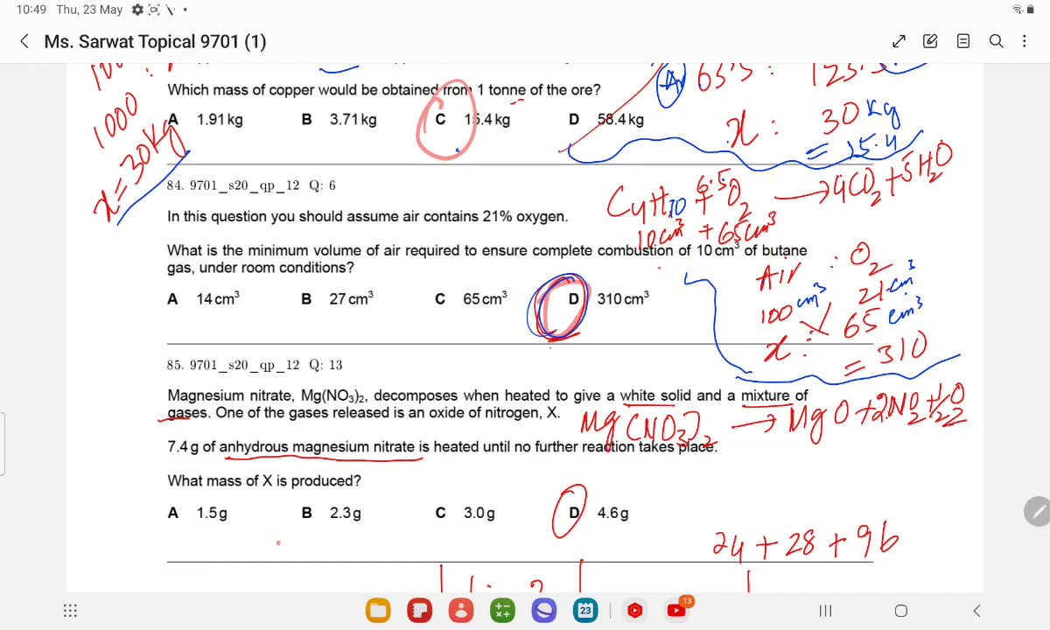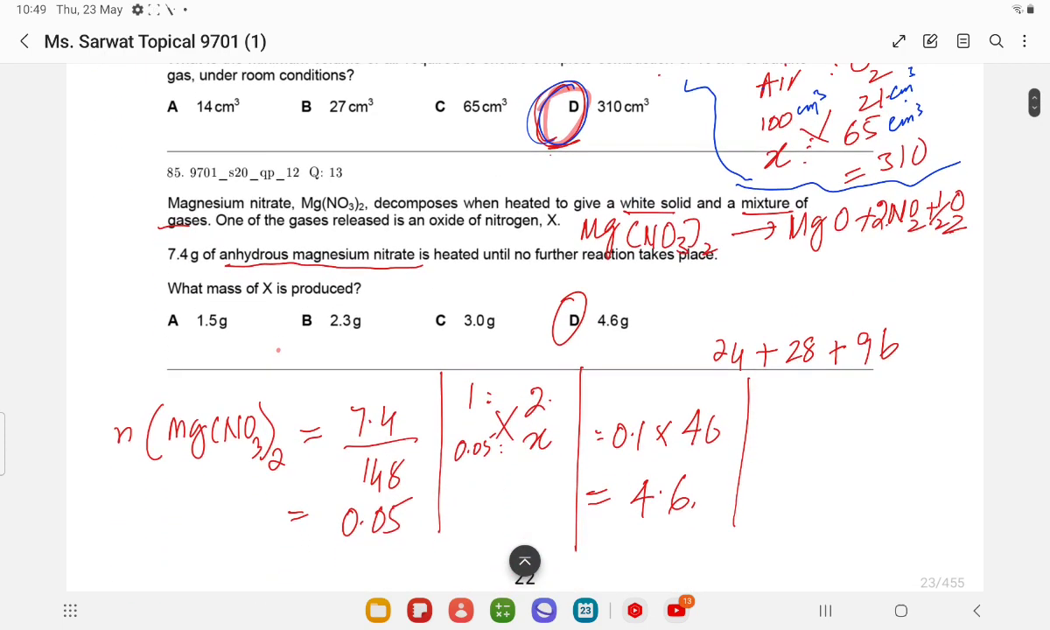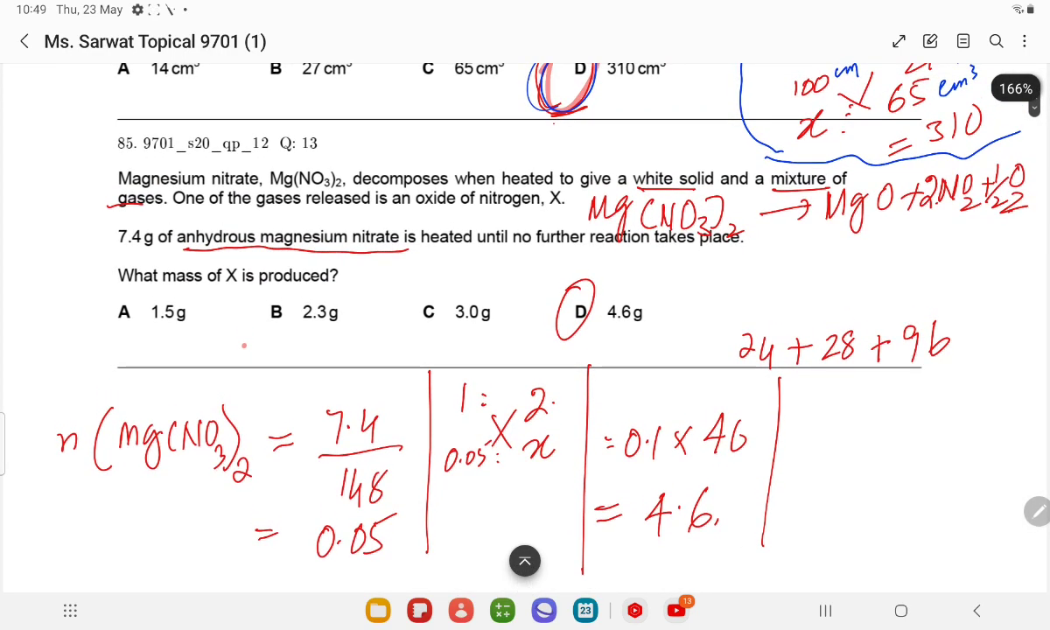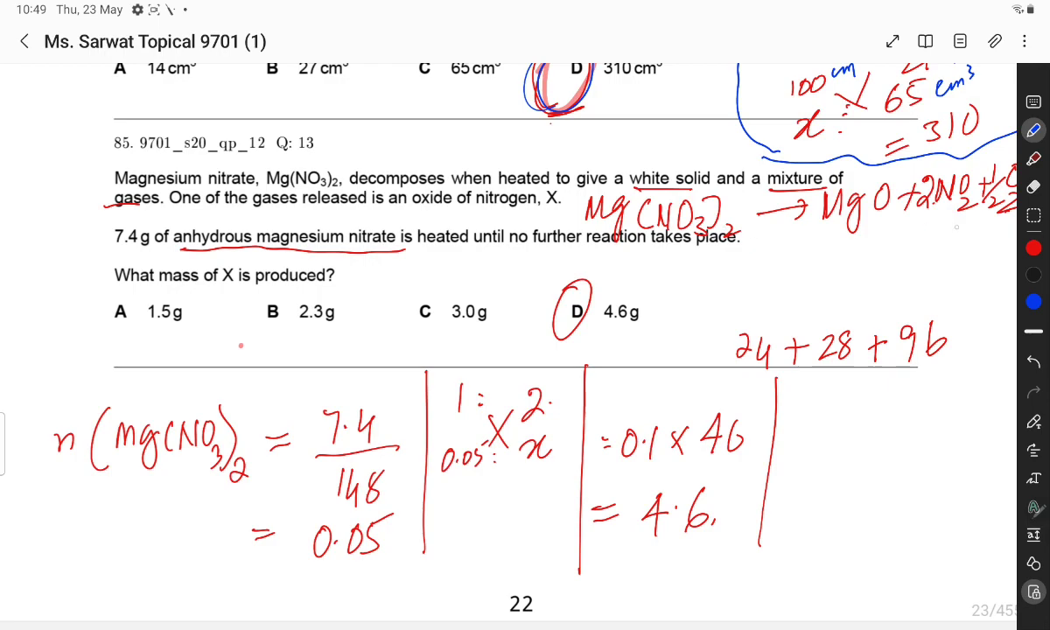Next question is again the same question I have discussed earlier, 2-3 questions like these. Magnesium nitrate decomposes when heated to give a white solid and a mixture of gases. One of the gases released is an oxide of nitrogen X. So this is the magnesium nitrate, and this is the chemical equation. 7.4 grams, so by calculating, mole is equal to mass over Mr. 7.4 divided by 148.3 is equal to 0.05.